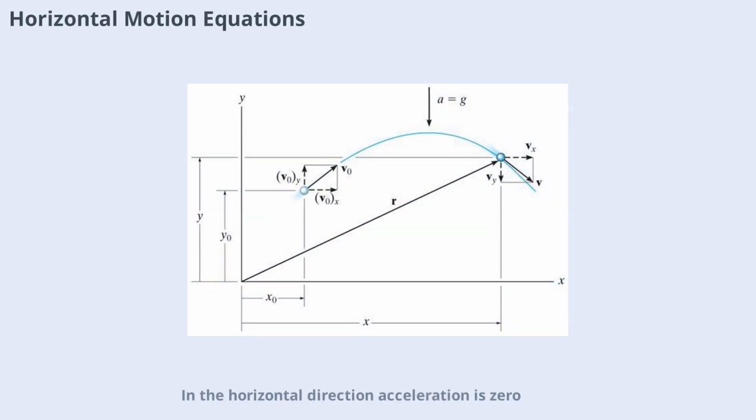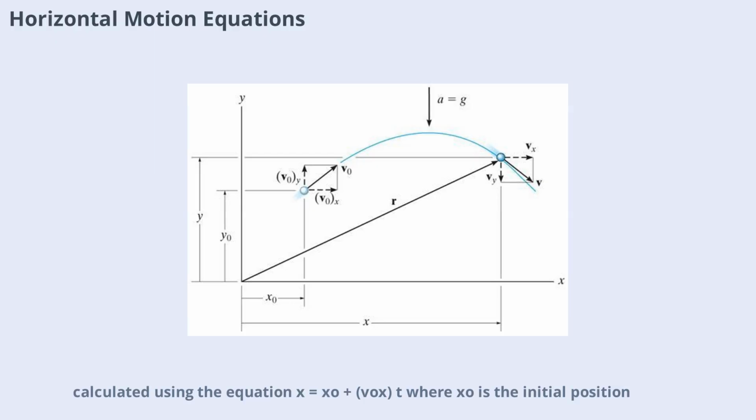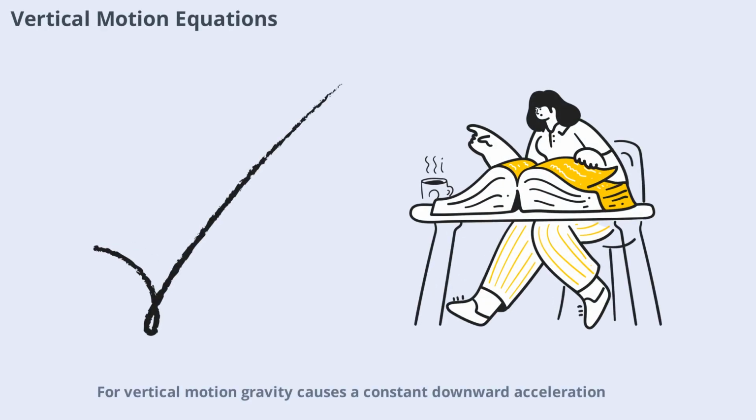In the horizontal direction, acceleration is zero, so the velocity remains constant throughout the motion. The position of the projectile in the x direction can be calculated using the equation x equals x0 plus v0x times t, where x0 is the initial position, v0x is the initial horizontal velocity, and t is time. This equation assumes no air resistance, which is a common simplification in basic projectile problems. Understanding this helps us predict how far a projectile will travel horizontally, a key factor in many sports and engineering applications. In vertical motion, gravity causes a constant downward acceleration.